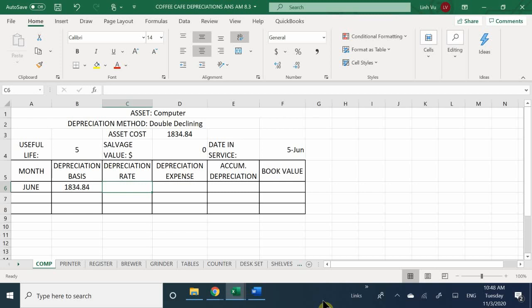You're right on point. Beginning of the year book value, BOY BV. Since we just started, our beginning of the year book value is going to be whatever the asset cost is. So good. What's the depreciation rate going to be for this one this time?